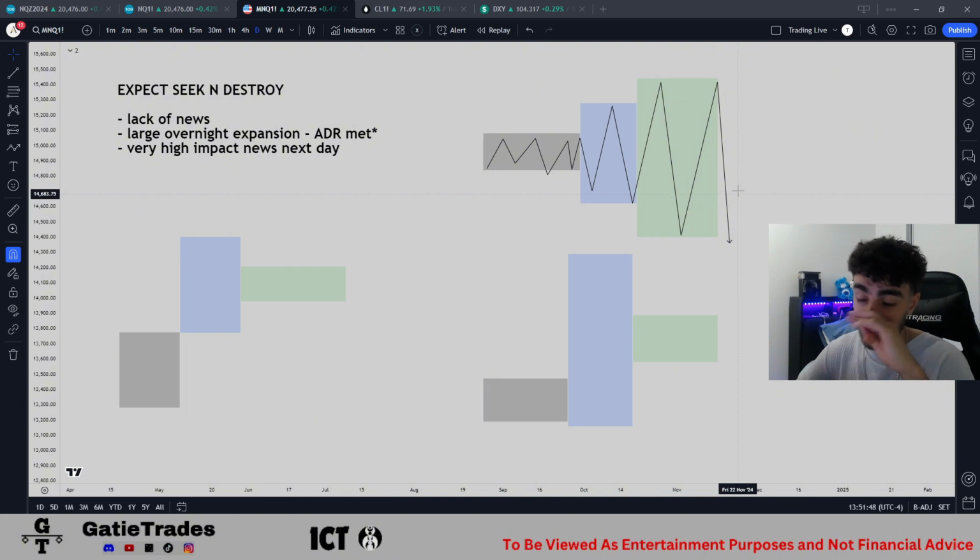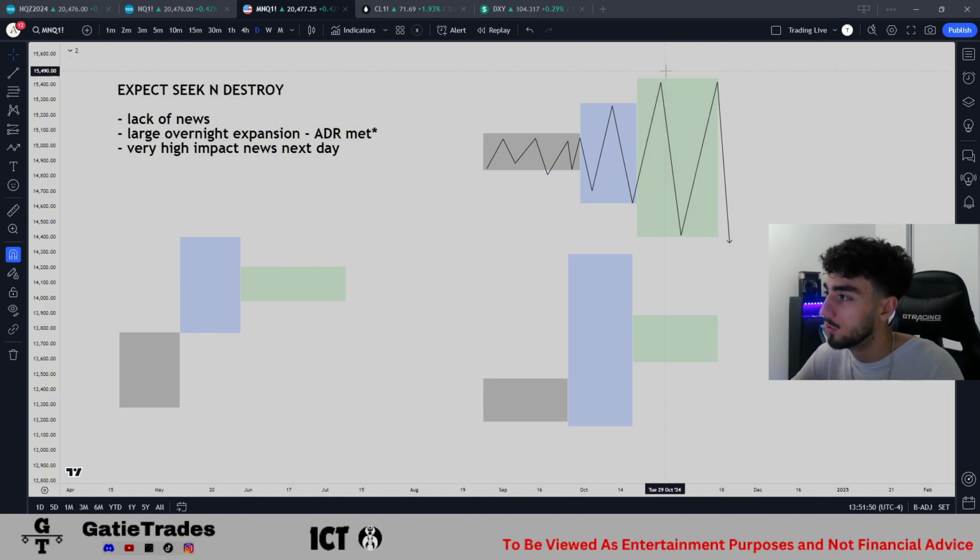How do I trade something like this? You just trade the ends of the range. So you see this is exactly what it's going to look like. It's very, very common, and it'll look exactly like this. So we took a trade like this week where we were expecting seek and destroy. I was not expecting. So this is how you know.